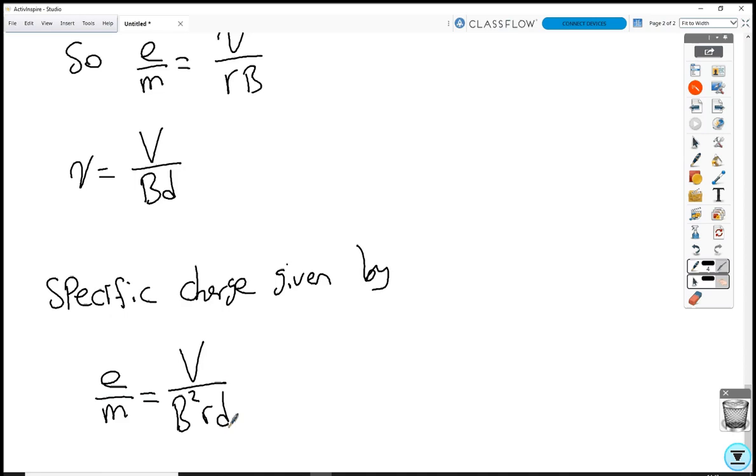Now, Thomson would know the potential difference between the plates. Thomson would know the magnetic flux density. He could measure the radius of the circle by using a traveling microscope, for example. And he knows the separation of the plates. So now with all those things that he could measure at that time, he's got a value for the specific charge.